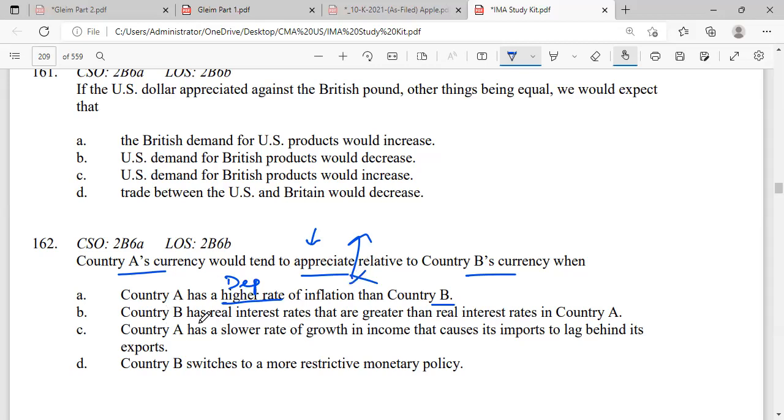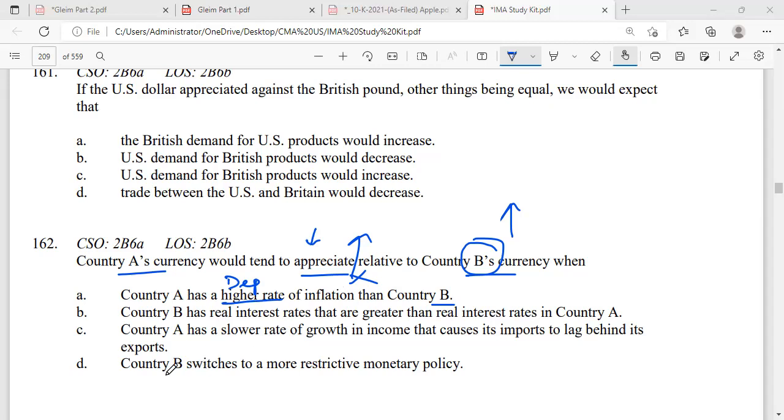Then, country B has real interest rates that are greater than real interest rates in country A. So even in this situation, when you're having greater real interest rates, it means that country B's currency will appreciate.